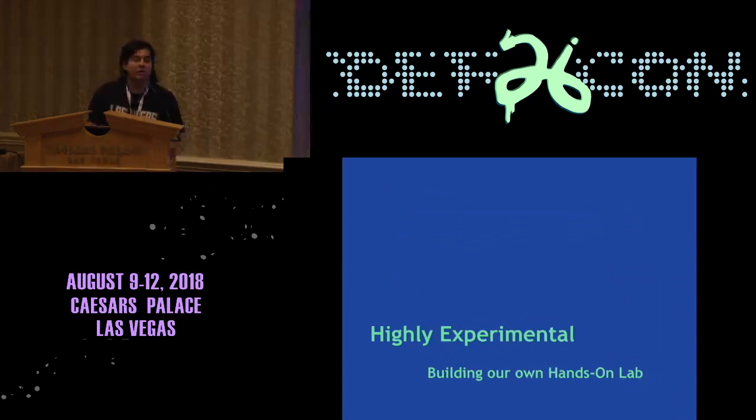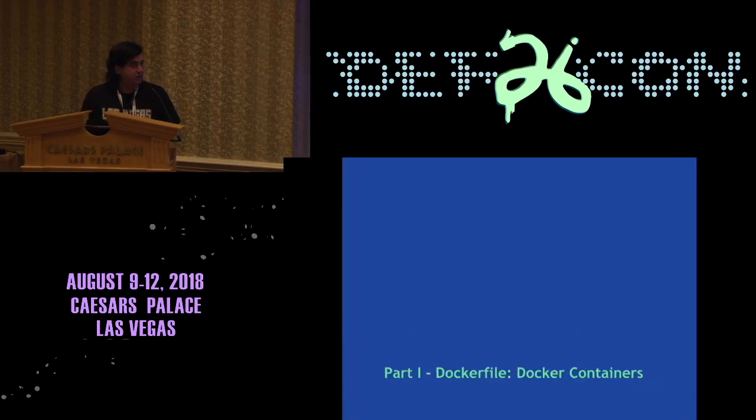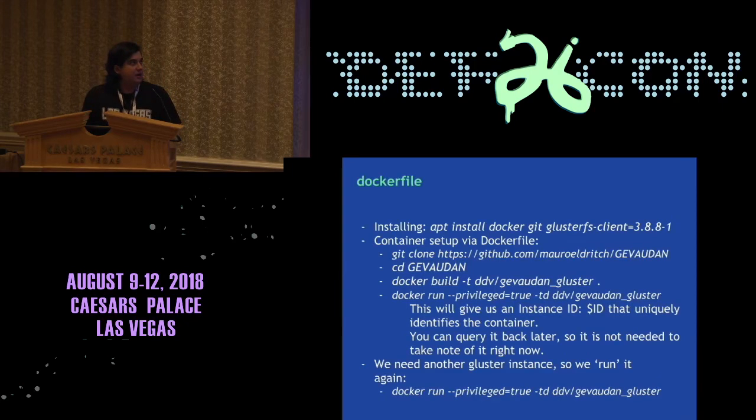Okay, we'll build our hands-on lab. Once again, I know you may not be comfortable doing this right now, so okay, no problem. I'll have a live demo here. The Docker containers. You can easily install our lab by doing apt install docker, git, and GlusterFS client on that specific version. This obviously works for YUM or DNF-based distros, so no problem. Even for FreeBSD. Okay, I have set up my repo, Gevaudan, on github.com.